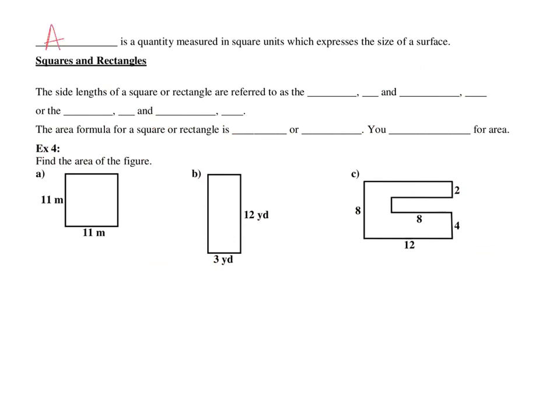All right, area is a quantity measured in square units, which expresses the size of a surface. All right, squares and rectangles. The side lengths of a square or rectangle are referred to as the length, which is a cursive L, and the width, or the base and height. So it's your choice how you want to look at it.